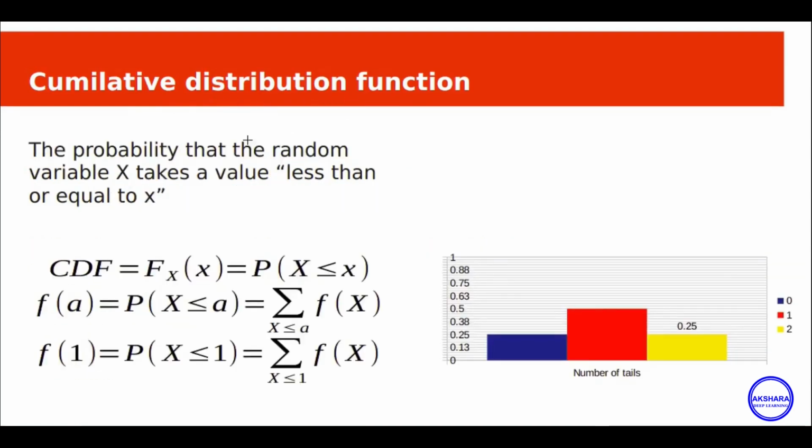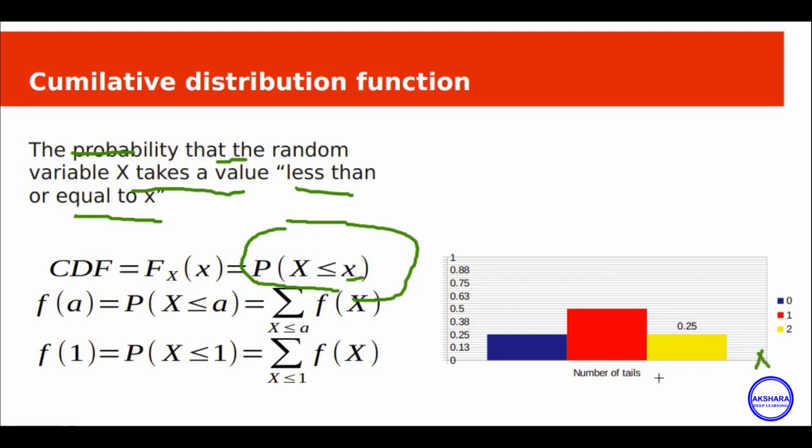The cumulative distribution function can be defined as the probability that the random variable x takes a value less than or equal to the value x. It is the probability of x less than or equal to some value small x. This x can represent any point in this random variable. Here, suppose it is 1, then P of 1 will be the probability of x less than or equal to 1. This is the summation from 0 up to 1.